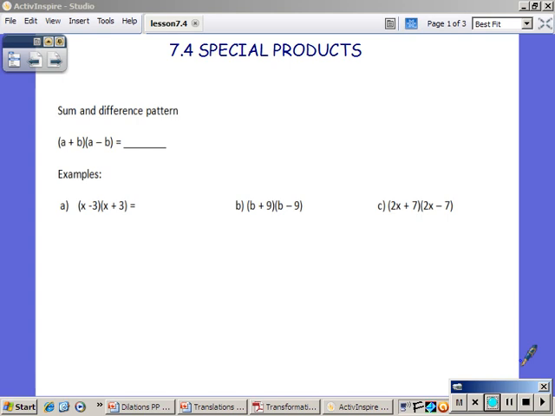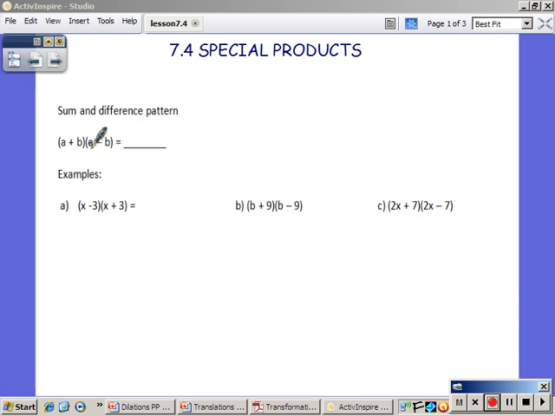A few things to notice about this to fit a pattern is that the first term in each set of parentheses must be the same. The second term in each set of parentheses must be the same. So when I think of a, I think of the first term. When I think of b, I think of the second term. Sum and difference, one's plus, one's minus, and notice these each are binomials. Well, in the last section, how did we multiply a binomial by a binomial? We FOILed. So that's exactly what I'm going to do to then discover this sum and difference pattern.